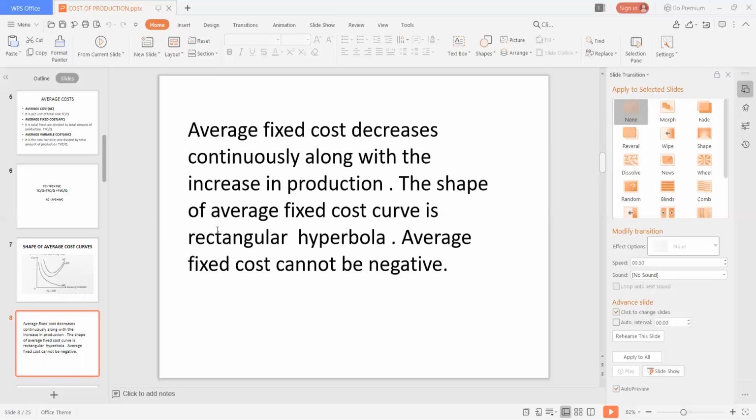The shape of the average fixed cost curve is a rectangular hyperbola. It is an important question. What is the shape of the average fixed cost? It is a rectangular hyperbola, which never touches the x-axis. Average fixed cost cannot be negative. It is always positive.